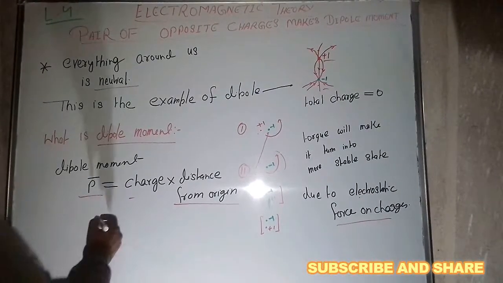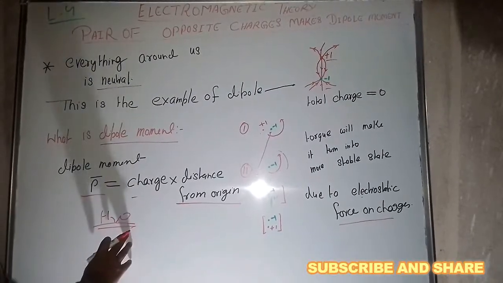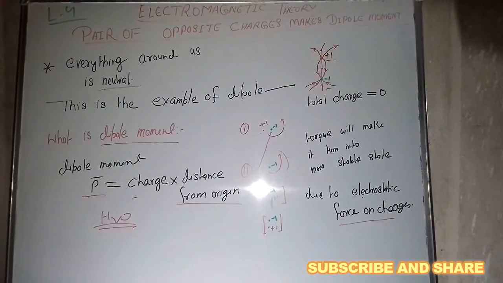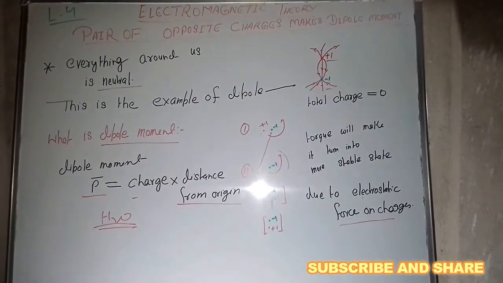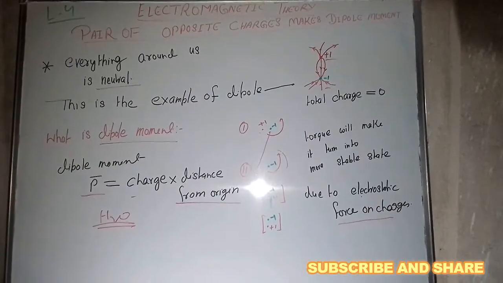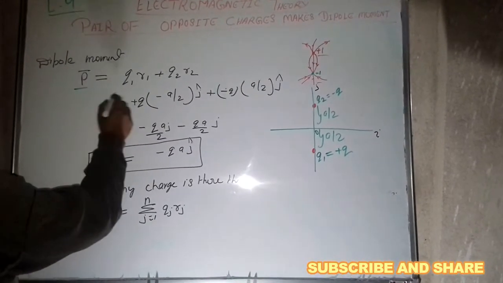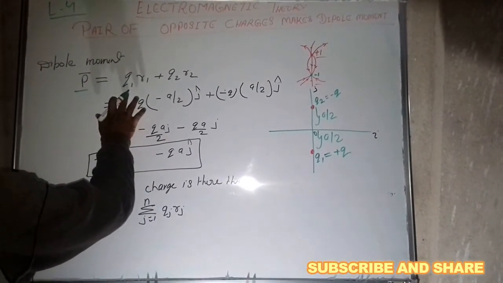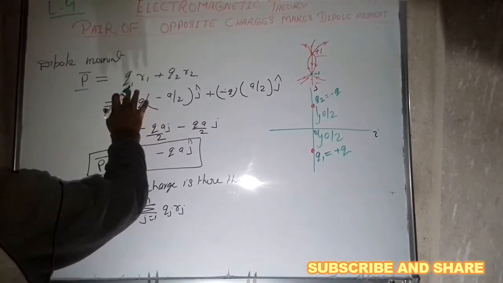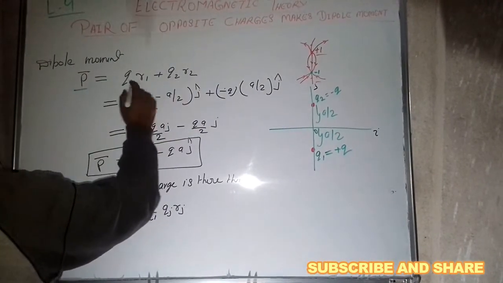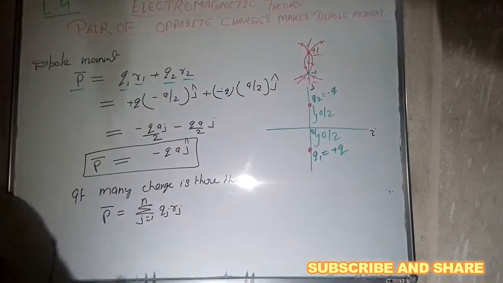And the H2O molecule, this one molecule has some dipole moment. So this is the dipole moment, and I will explain how to calculate it. This is the calculation of dipole moment. Dipole moment equals charge multiplied by the distance from the origin. It means Q1 R1 plus Q2 R2. Q1 and Q2 are the two charges, R1 R2 are the distances from the origin.